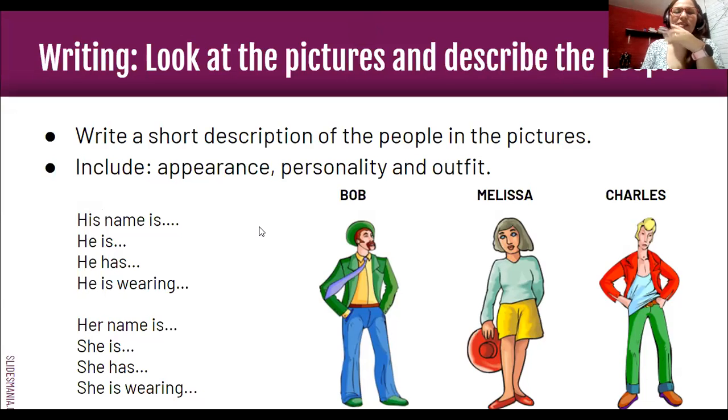Okay. You don't need to say he's wearing all the time, Guillermo. Puede ser he's wearing y de ahí lo que lleva. For example, he is wearing a green hat, a green jacket, blue pants, green shoes, a yellow shirt, and a blue tie. Okay. So, para que no repita. No es necesario repetirlo.